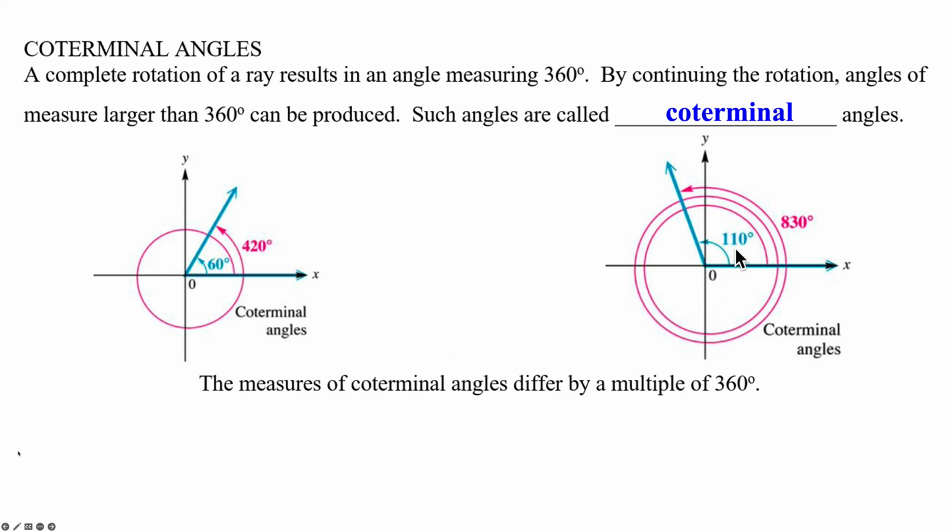Here, the second example, we had 110 degrees. Now it made 2 revolutions and then the additional 110 degrees. So that's 110 plus 720 degrees, 360 plus 360, to give us 830 degrees. So those measures of coterminal angles always differ by a multiple of 360 degrees.